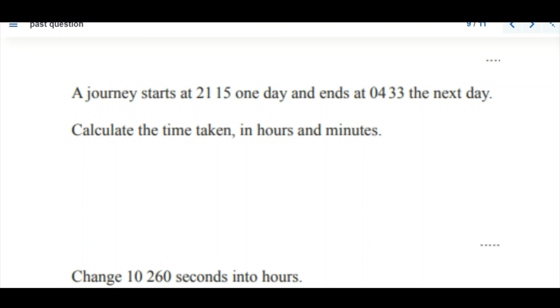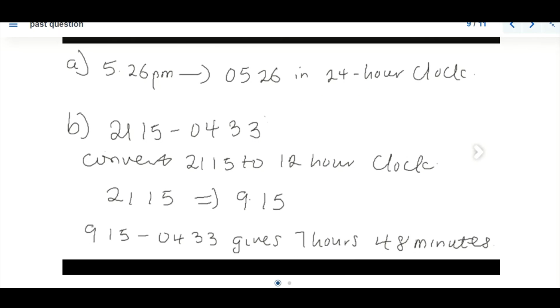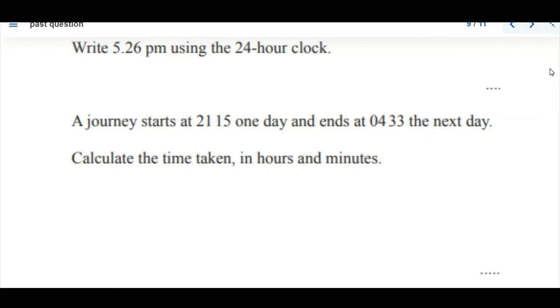How do we do that? Subtract 12 from 21:15. If you subtract 12 from 21:15, it will give us 9:15. Now let's read from 9:15 to 4:33. If you read from 9:15 to 4:33, then the time is 7 hours 48 minutes. So it takes 7 hours 48 minutes to end the journey for that day.